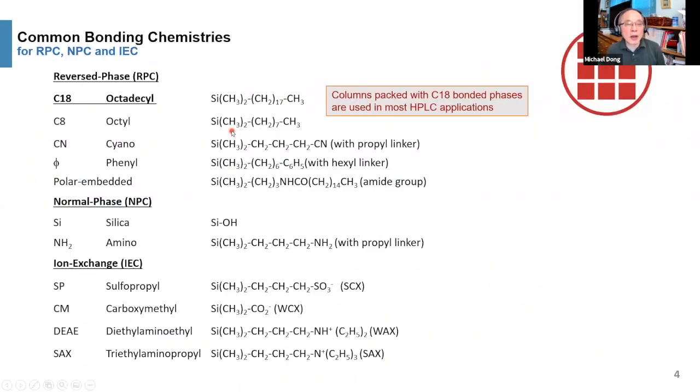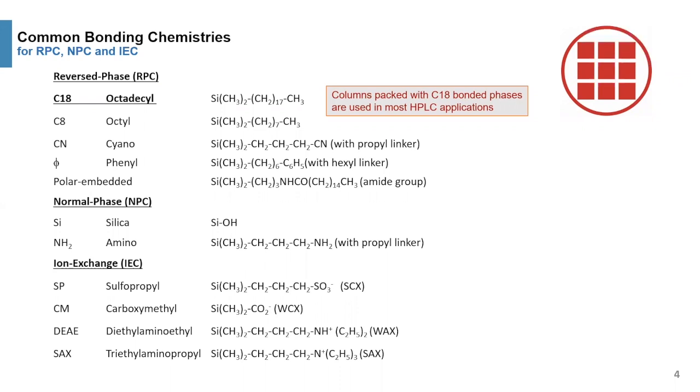Okay, so common bonding chemistry, right? Here's a listing of the common bonded phases. It comes from chapter 3 of the book. Once again, C18 is the most dominant bonded phase chemistry. I would say more than 50% of the methods I've seen are using a C18 column, even though you have thousands of different bonded phases to choose from, right?